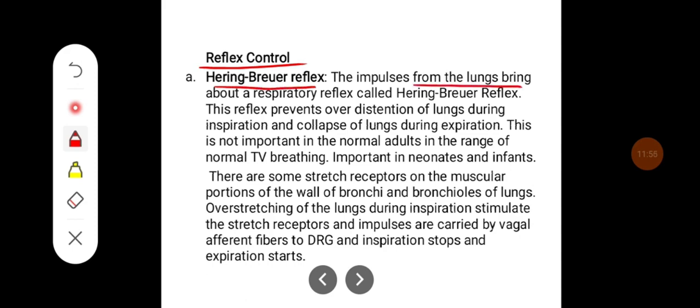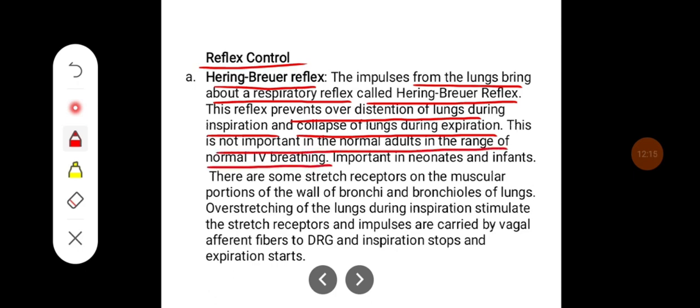The impulses from the lungs bring about a respiratory reflex called the Hering-Breuer reflex. This reflex prevents overdistension of the lungs during inspiration and collapse of the lungs during expiration. This is not important in normal adults in the range of normal tidal breathing, and it is important in neonates and infants.